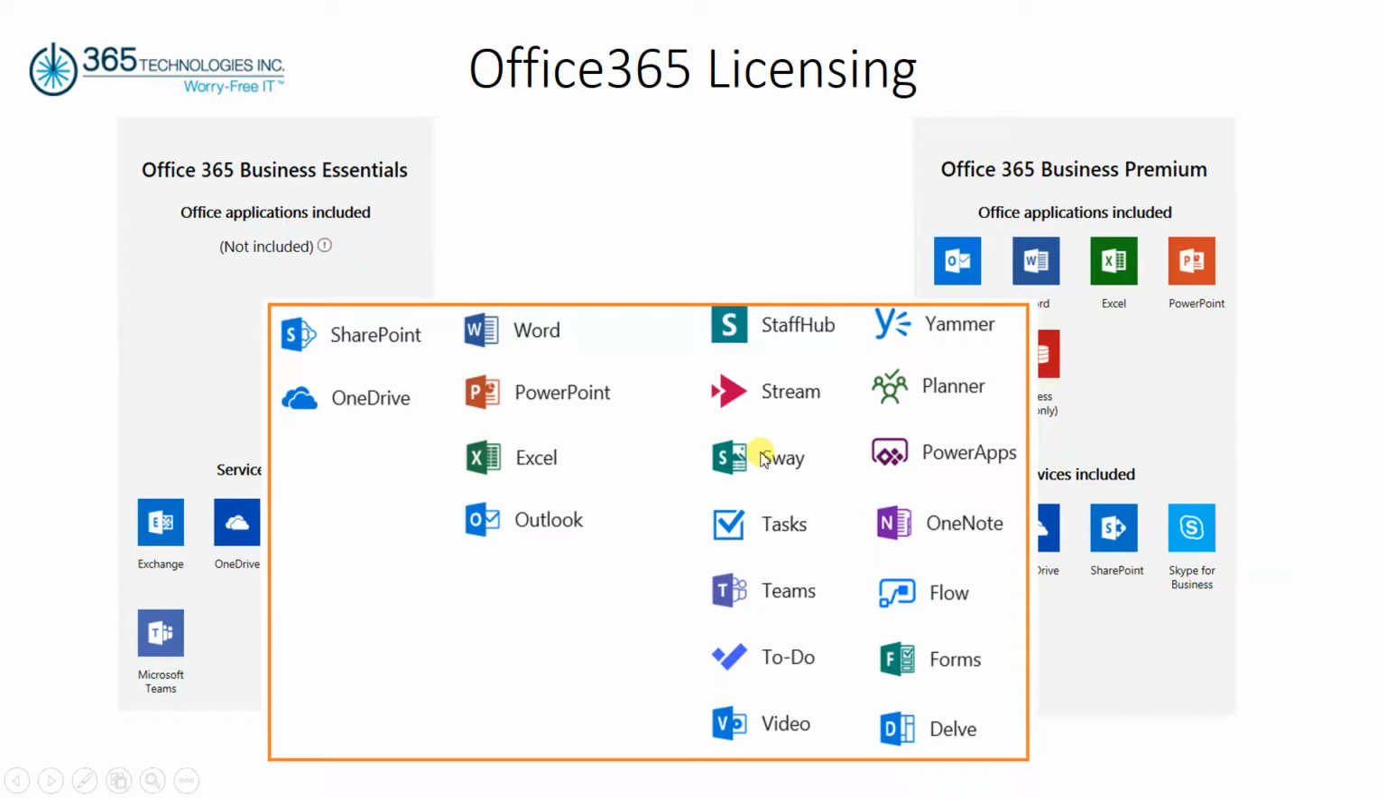Some of these other ones here too are actually really neat. Sway is a new presentation software. Yammer is an instant messaging software. Staff Hub is a staff scheduling software. Stream and Video are just that, video production and video sharing. So lots there that you get when you subscribe to Office 365 Business Essentials or Premium. Depending on which package you have, you're going to get different online applications. These are all online.